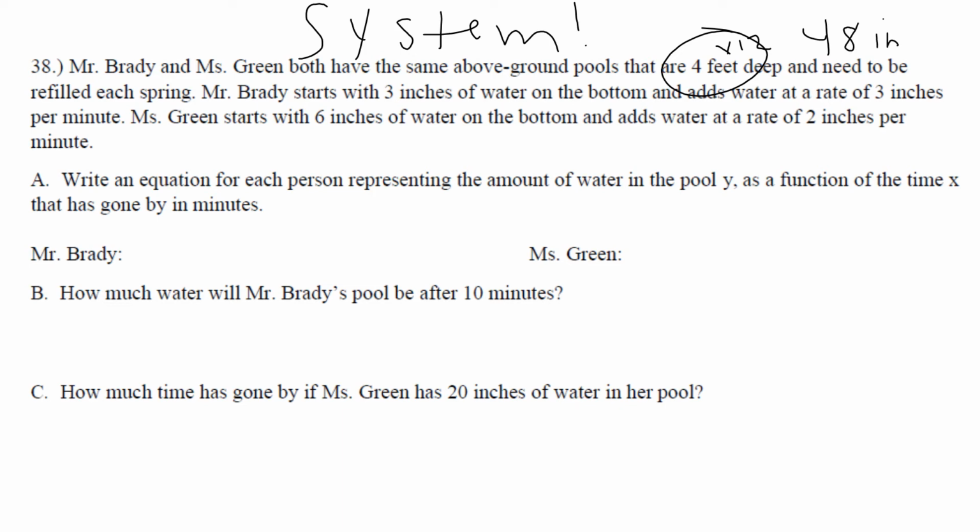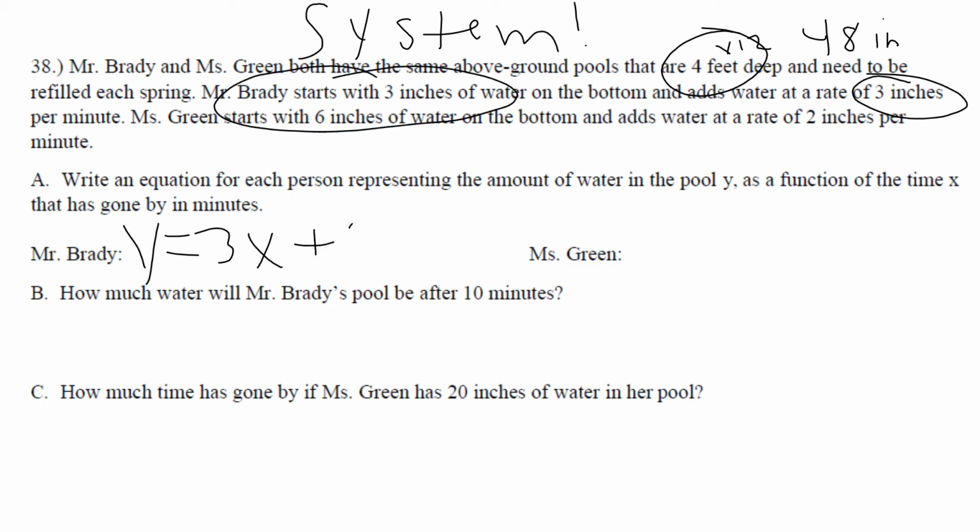Okay, so in part A, write an equation for each person representing the amount of water in the pool, y, as a function of time x that has gone by in minutes. Notice that we're only talking about minutes because it's not going to take that long to fill the pool. Unlike the previous problem, I'm telling you what the variables are as opposed to you having to guess them. So for Mr. Brady, if you're trying to do y equals mx plus b, then your m is how fast the water level is changing. If Mr. Brady is adding 3 inches per minute, that's going to be 3x. The b is the y-intercept, and because Mr. Brady is starting with 3 inches of water, it's going to be 3x plus 3.